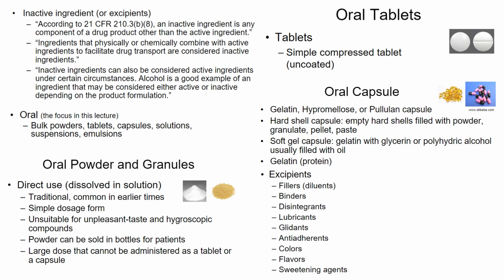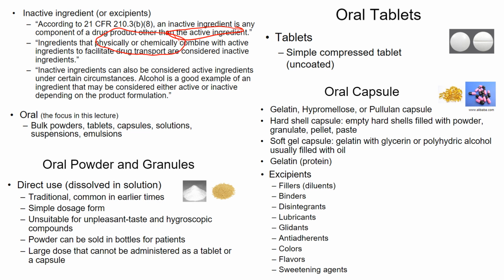Okay, so now let's talk about inactive ingredients or excipients. So these are basically anything other than the active ingredient. These do not really do anything except help absorption or help keep the dosage form together. They just kind of exist. What do they need to be considered inactive? They can't themselves chemically or physically modify the actual drug.